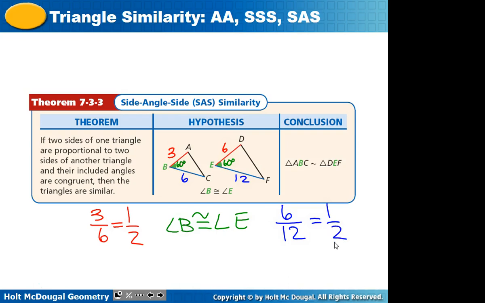So here again, what do we have? We have a pair of sides that produce a ratio. We have angles that are congruent, and we have another pair of sides that produce this same ratio. So in this problem, we could say that these are similar by side, angle, side. Now we're going to do a couple examples of these.